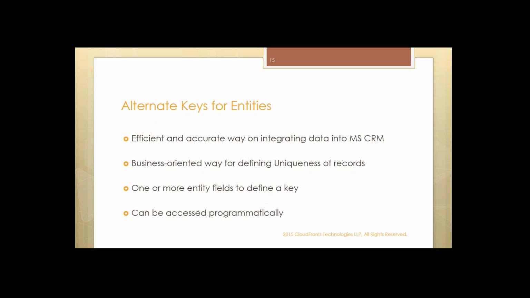One thing to consider here is that when you create an alternate key, we'll see the demo shortly, you must assign a unique name for each alternate key. And since you can access it programmatically, it has become a lot easier for programs to identify records without using GUIDs, which was the only way of doing it up till now.